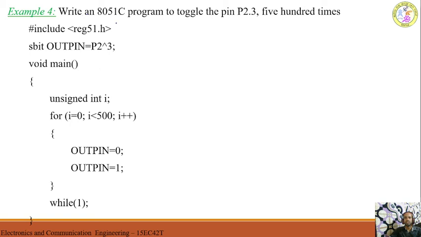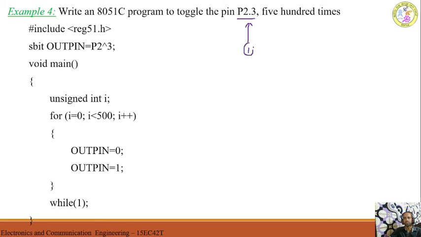Next, write an 8051 C program to toggle the pin P2.3 500 times. Now here they have given the condition. We need to toggle P2.3. Now P2.3 is what? Third bit of the port 2. Only one bit it is.